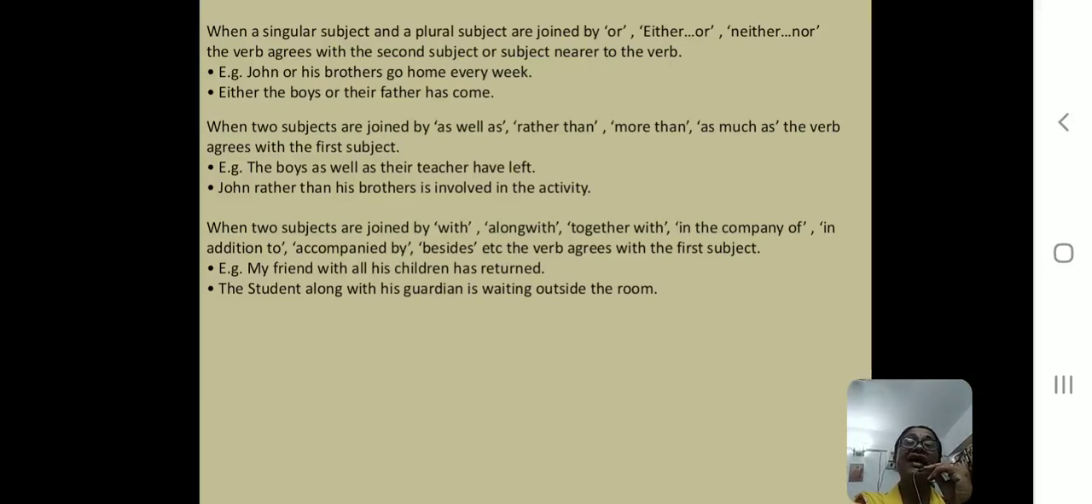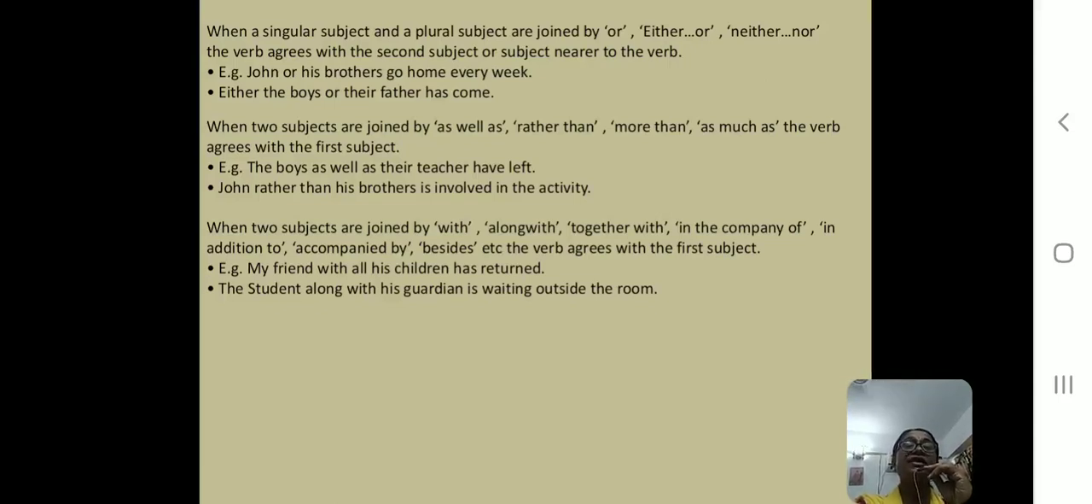Next example, either the boys or their father has. Here father is singular, so it has to be a singular verb, that is has. So this you have to keep in mind, that while choosing the verb we have to see the second subject, or the subject nearer to the verb.